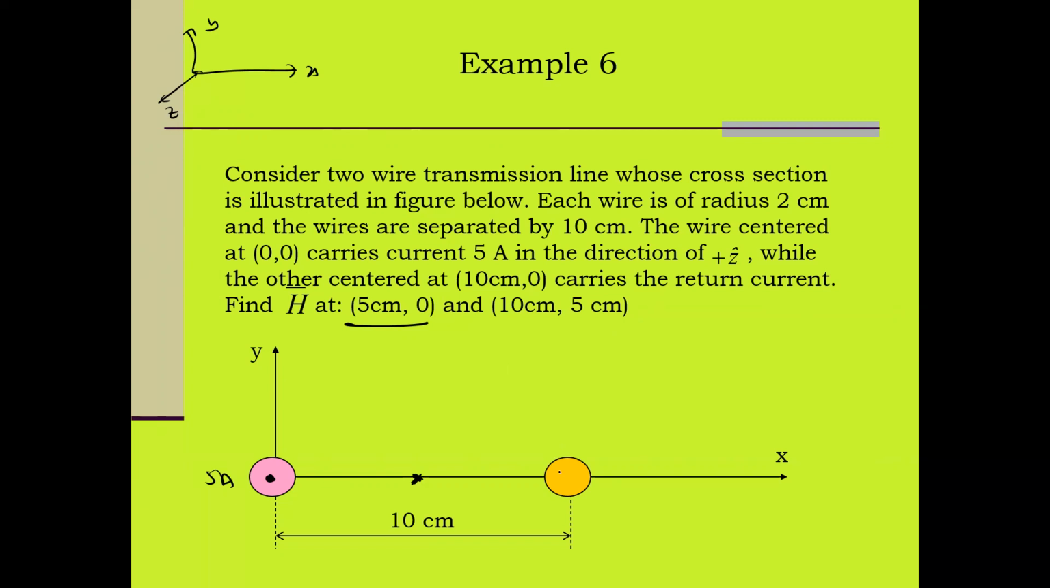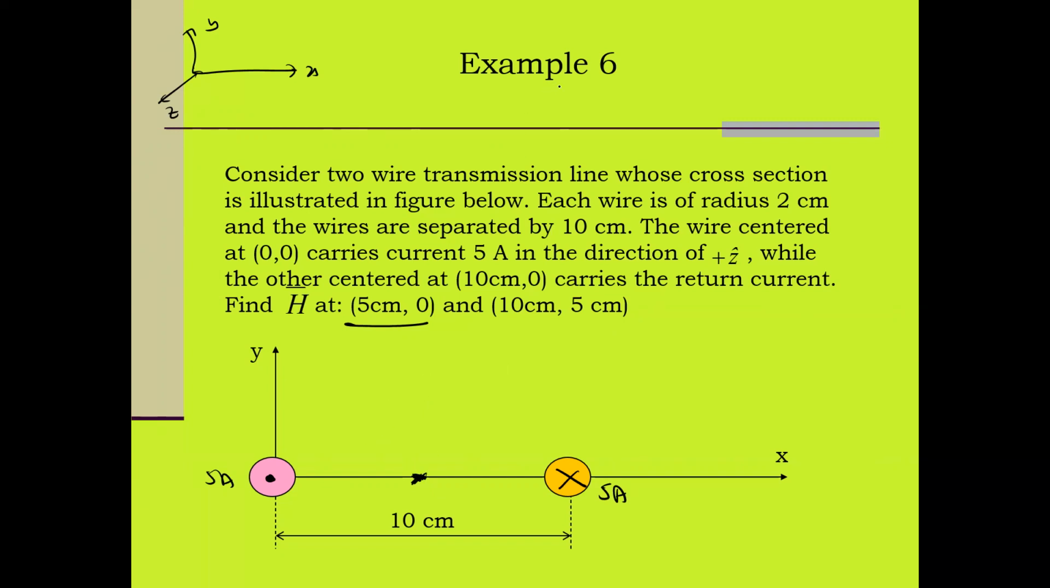So the current is flowing towards the negative Z direction. And again, the magnitude should be the same, it's 5 ampere, but the direction is towards negative Z. Okay, so based on this, we need to find out what should be the H field at 5 cm, 0, which is located here, right?